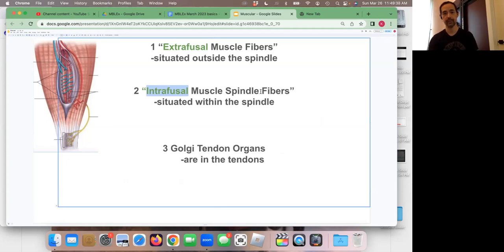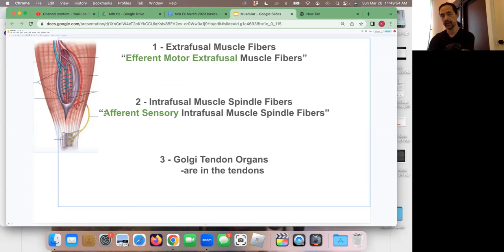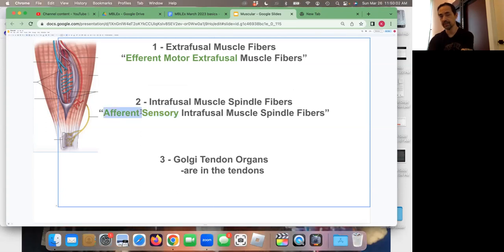Intrafusal muscle spindle fibers. Say these with me: intrafusal muscle spindle fibers. Those are situated inside the spindle, and they are sensory in nature, or they have sensory nerves. When the sensory nerves send an impulse to the central nervous system, that's called an afferent direction because it's arriving into the central nervous system.